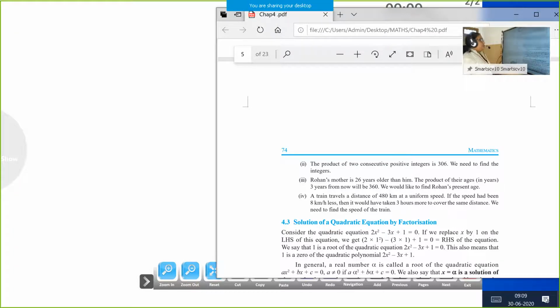The product of two consecutive positive integers is 306. What is consecutive positive integer? That is nearby numbers. We take that the first number is x, that means the second number is x plus 1. Let the two consecutive positive integers be x, x plus 1. Then their product x into x plus 1 is equal to 306. We need to find the integers. That is the situation.